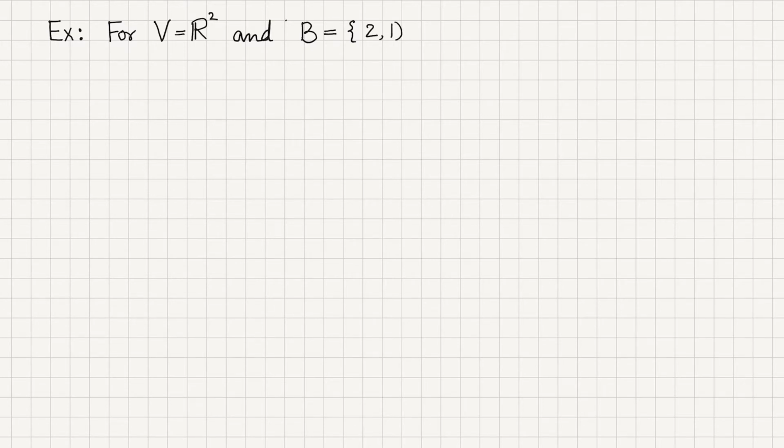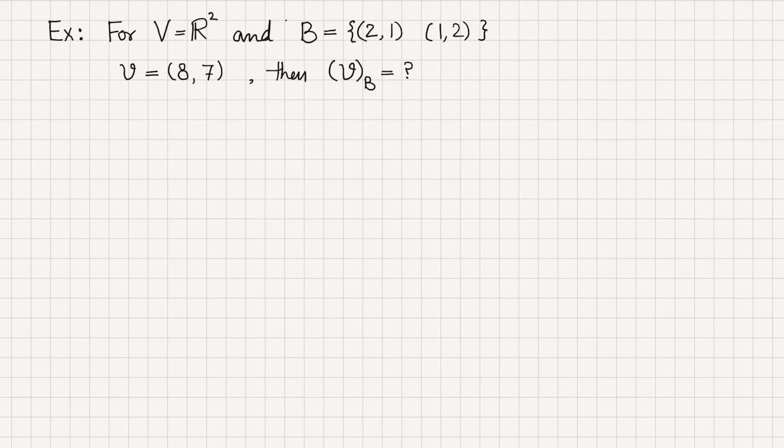(1, 2). With respect to this basis, we have to find the coordinates of the vector v, which is given by (8, 7) in the vector space R2. So we have to find its coordinates. First we will see how we find these coordinates when a basis is given to us.